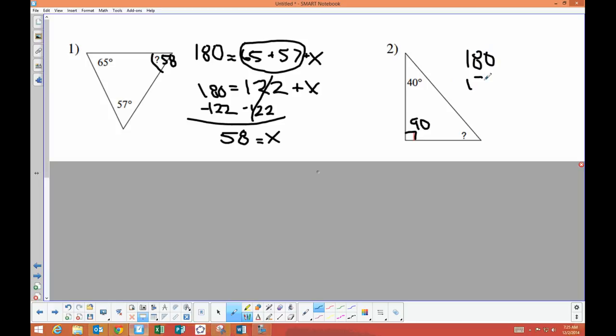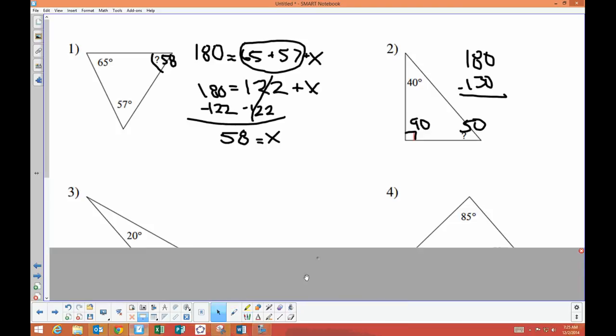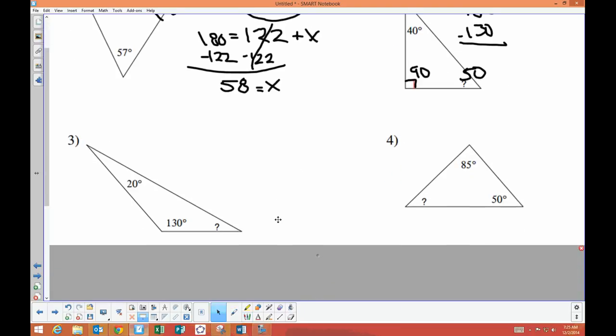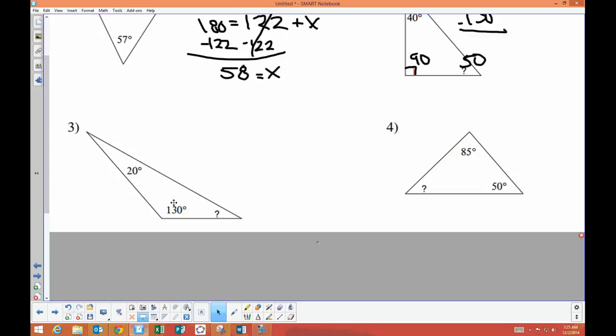Subtract 130 is 50. Okay, let's look at just a couple more examples here. These two are similar. 20 plus 130 is 150. Subtract that from 180 and we get 30. So this angle would be 30. And you can try that one if you'd like.